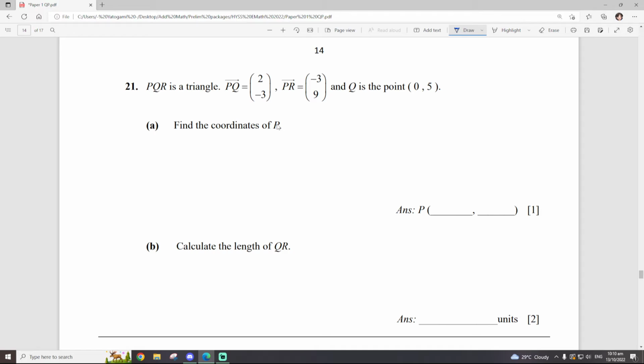So to find OP, how can you find OP? Well, I know what is OQ. Let me just write down the vector OQ. This is 0 and 5. Okay, how to find PQ? OQ is OP plus PQ, right? So that is to say that OP plus PQ is OQ, so OP equals to PQ minus OQ.